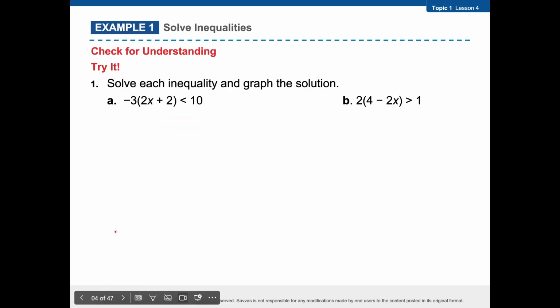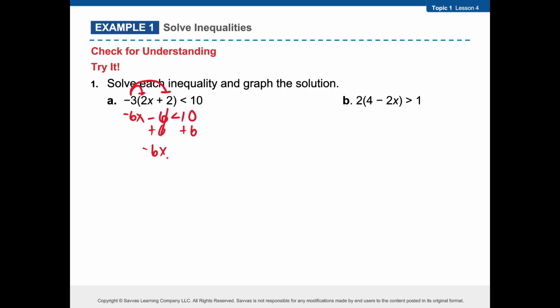You can pause and try it and check these on your own. -3 times 2x, -6x, -3 times a +2 is a -6, less than 10. Add 6 to both sides. -6x is less than 16. We are dividing by a negative number, which means that less than has to switch to greater than. Positive divided by negative, negative.